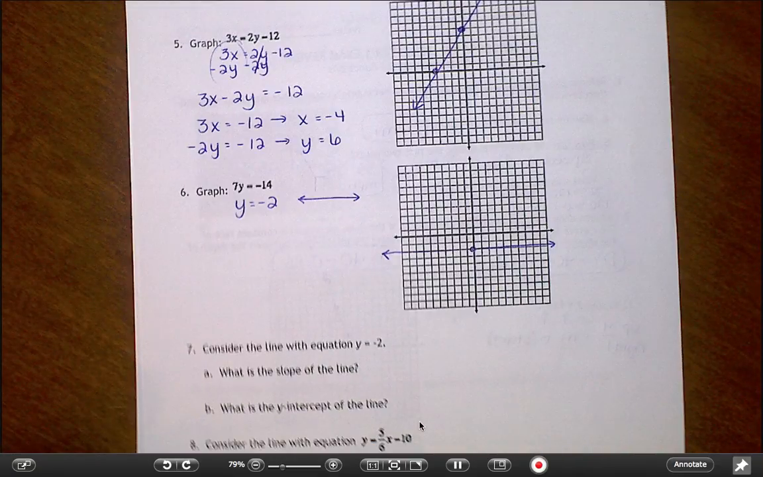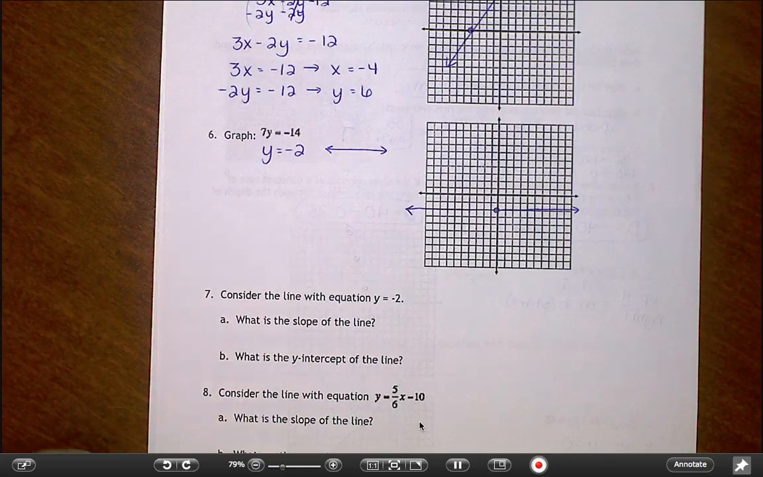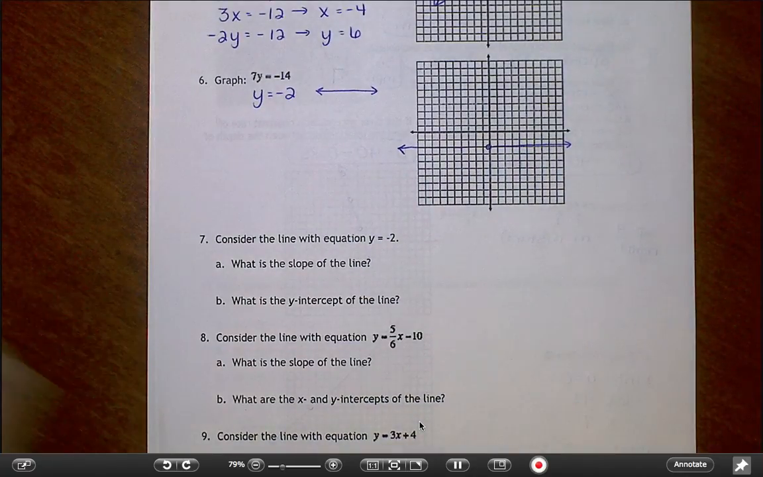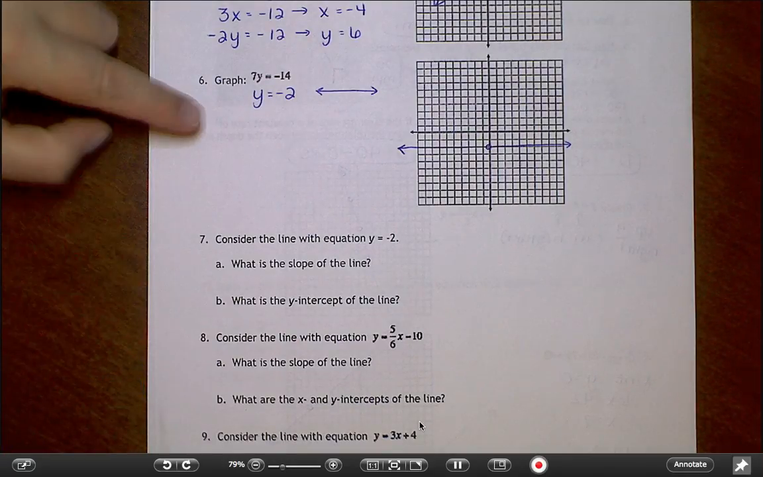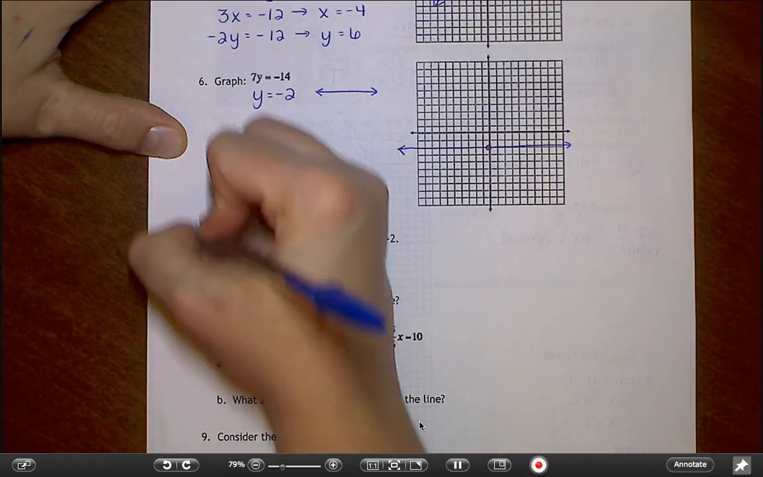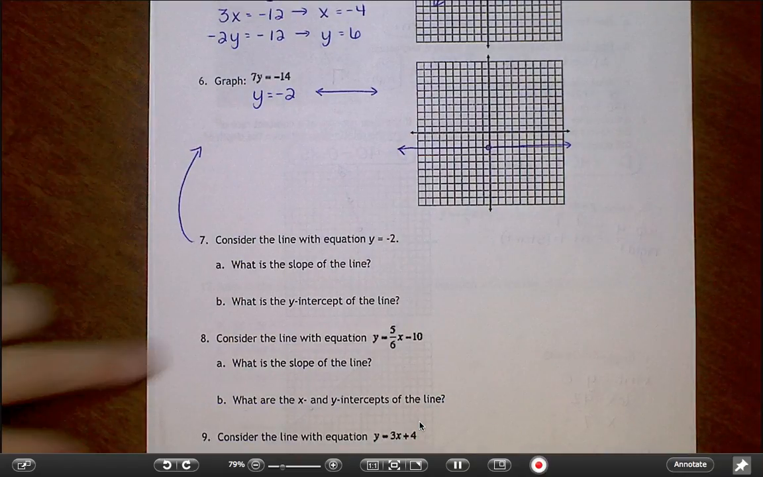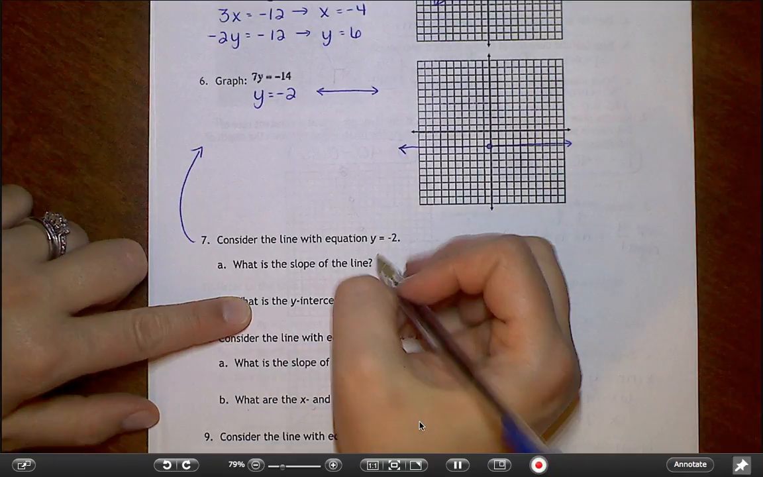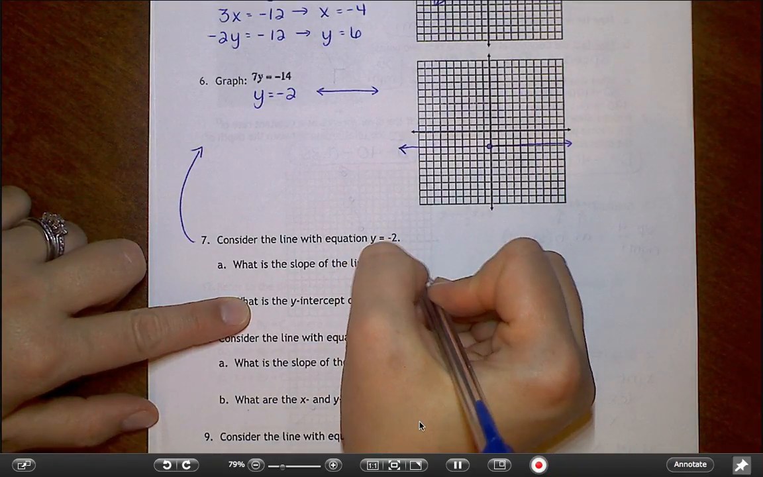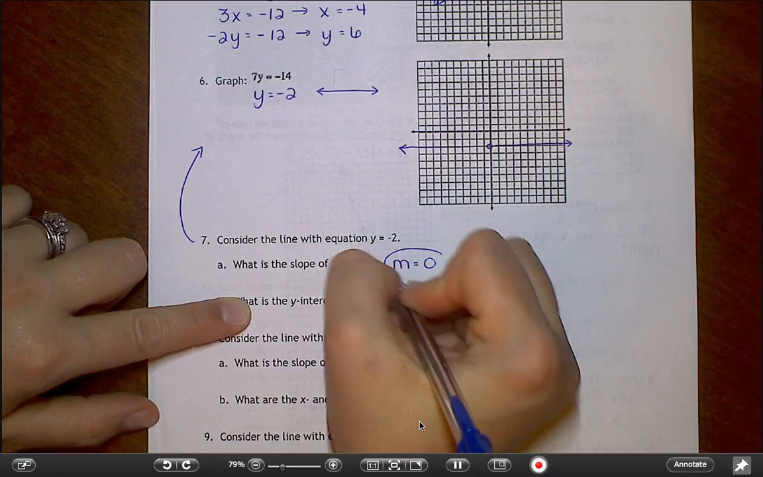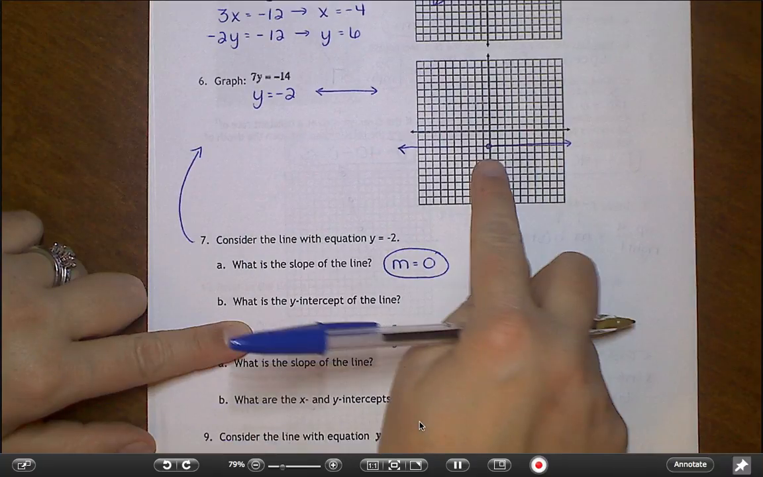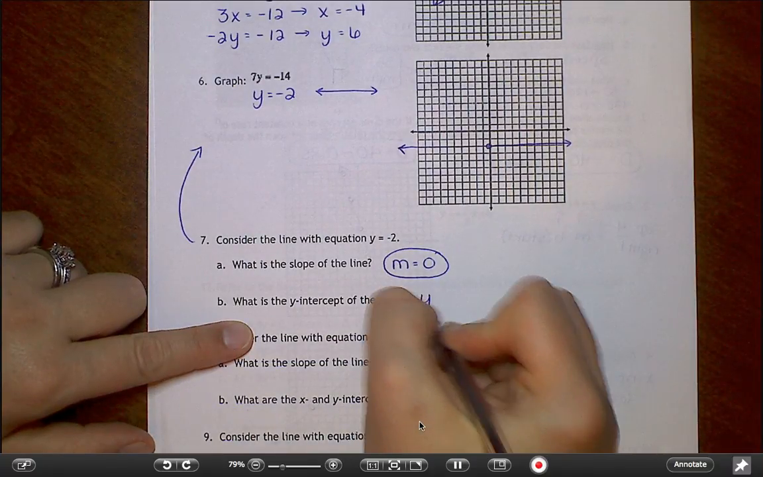Okay, let's carry on. And when I said later in the packet, I didn't realize that I meant the next question. So consider the line with the equation y equals negative 2, which is actually what we just looked at. Okay, this is exactly this problem. What is the slope of this line? A horizontal line is flat, so it's always going to have a slope of 0. Okay, horizontal lines always have a slope of 0. What is the y-intercept of the line? Y-intercept is negative 2.